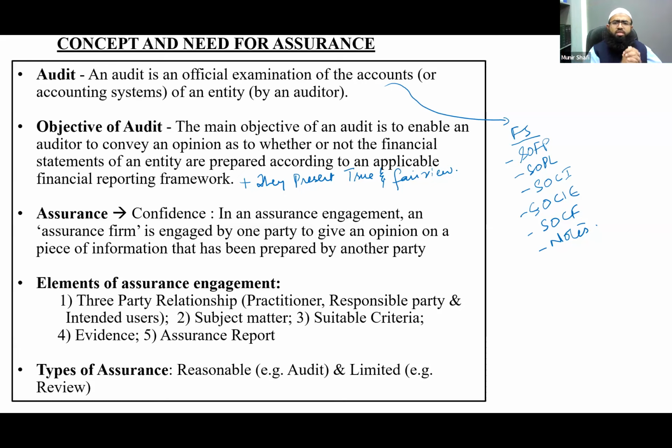What are the elements of an assurance engagement? Five elements. A three-party relationship. Who are those parties? The practitioner, the audit practitioner, the one who is practicing the audit. Who is that? The assurance provider, the service provider firm. The responsible party, the one who is preparing the financial statements. And intended users, for example, in case of an audit, shareholders.